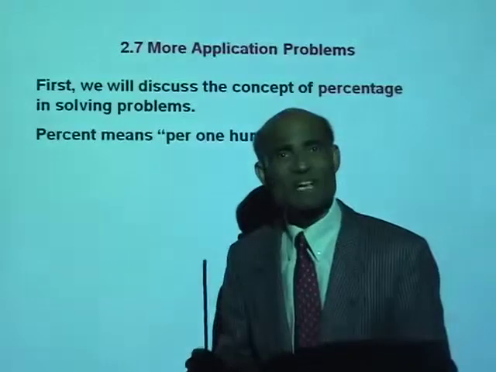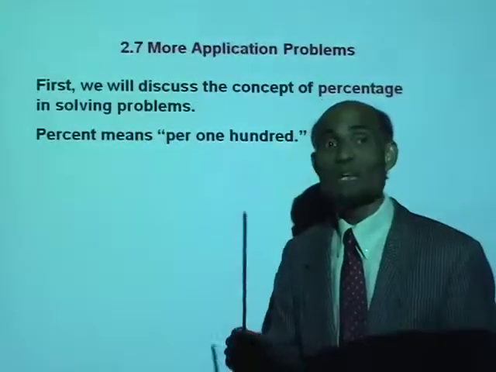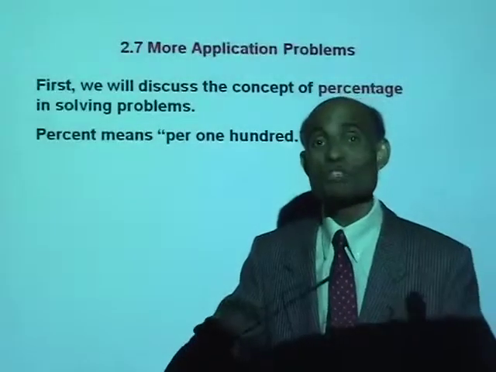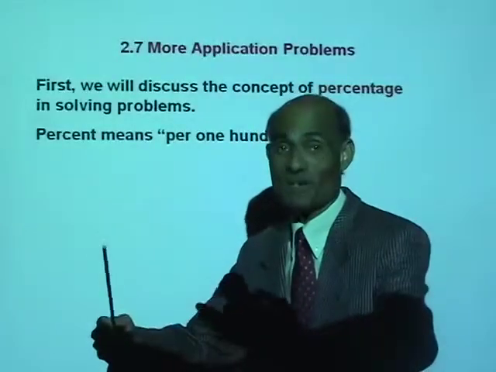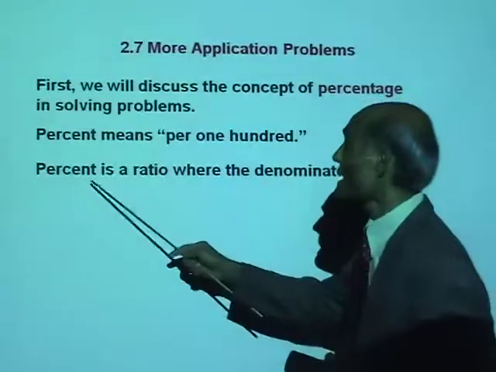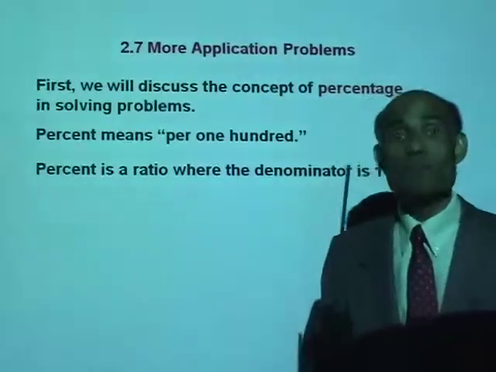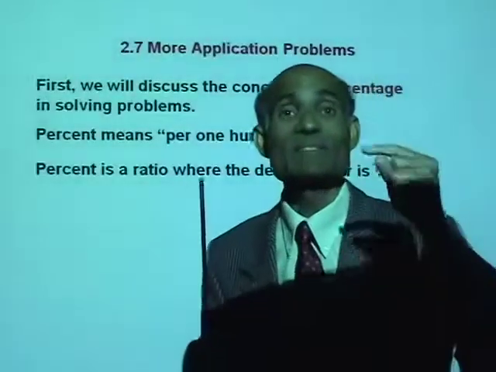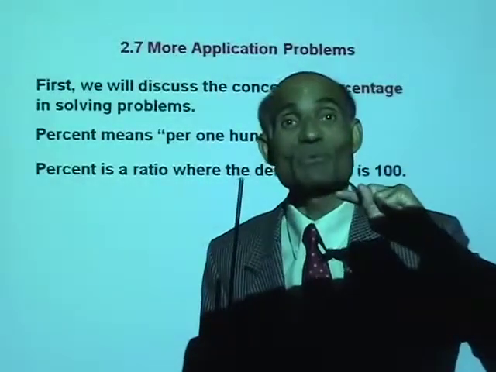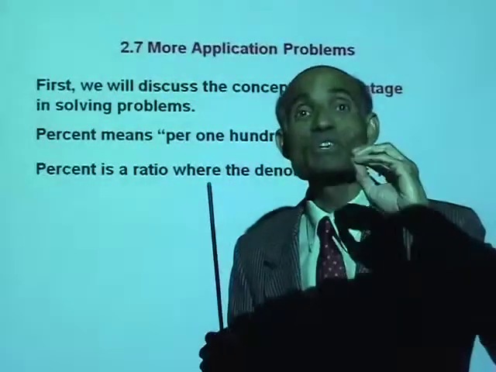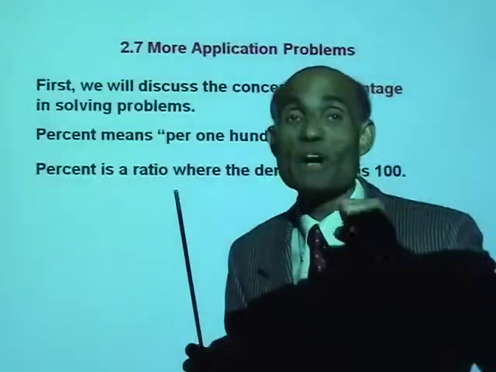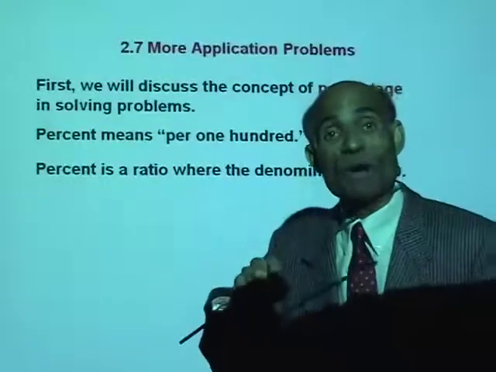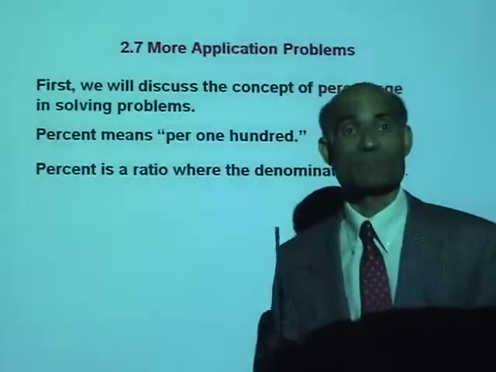What does percentage actually mean? Percentage means per 100. 20% means 20 out of 100. Percent is a ratio where the denominator is always 100. 10% is 10 divided by 100. 30% is 30 divided by 100. So percent is actually a ratio where the denominator is 100.